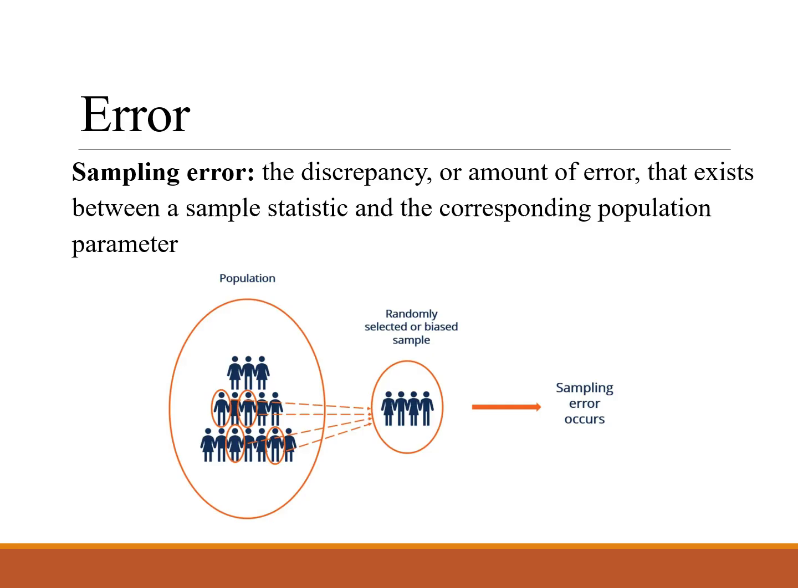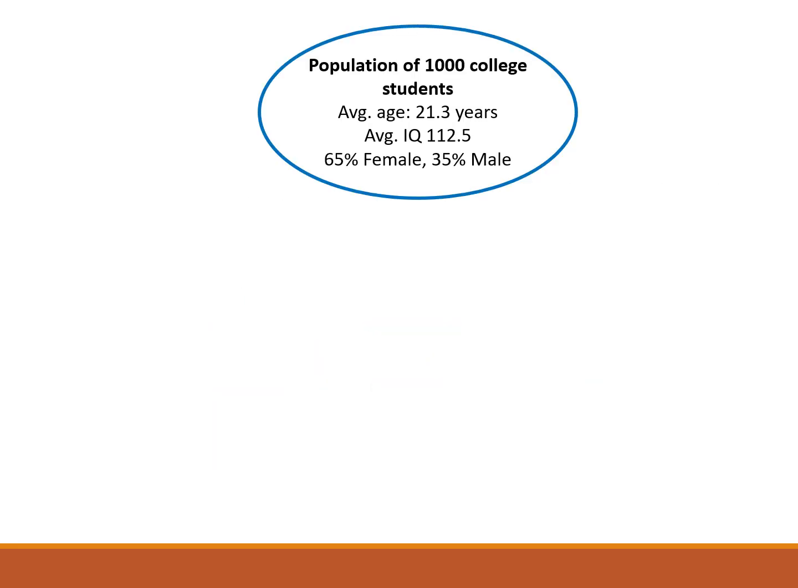We can try to minimize this with random selection, where we randomly select who participates in the study, say with a random number generator, but we can't typically get rid of error altogether. We simply try to minimize it. Here is another example of sampling error.